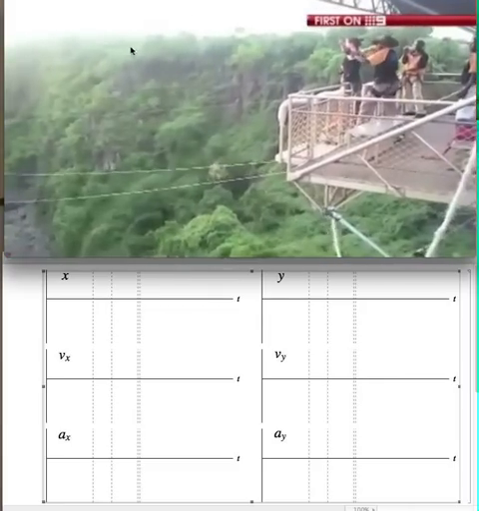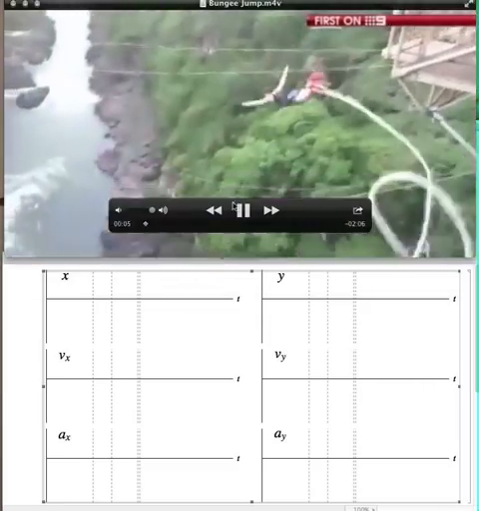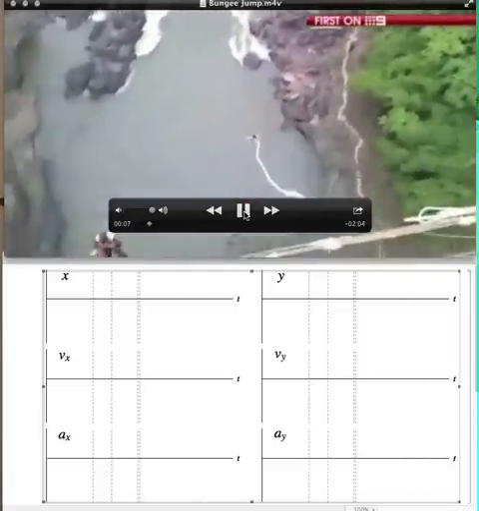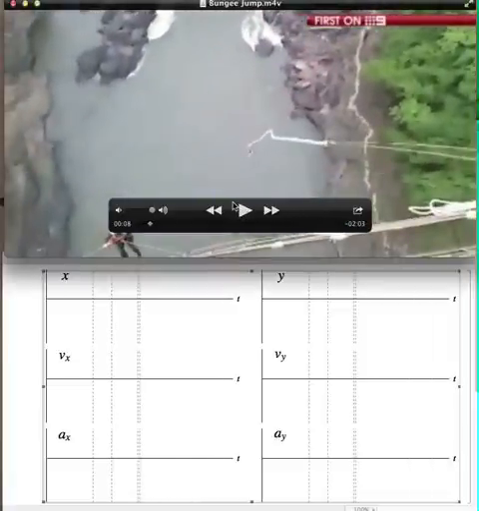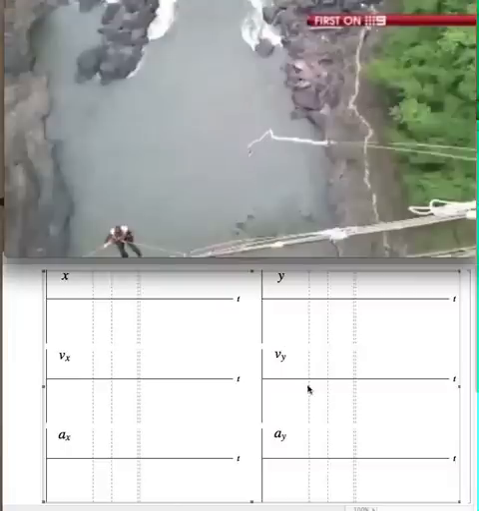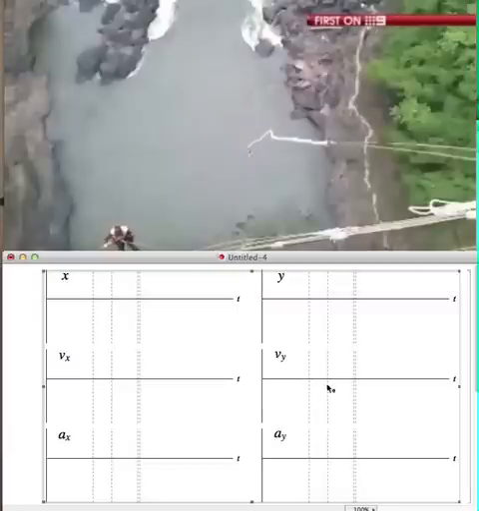Alright, here she is. She's starting at the top. There she goes, free fall, right to this point. At this point, the bungee cord starts to pull upwards, and it slows her down. Let's look at how that appears on these graphs.